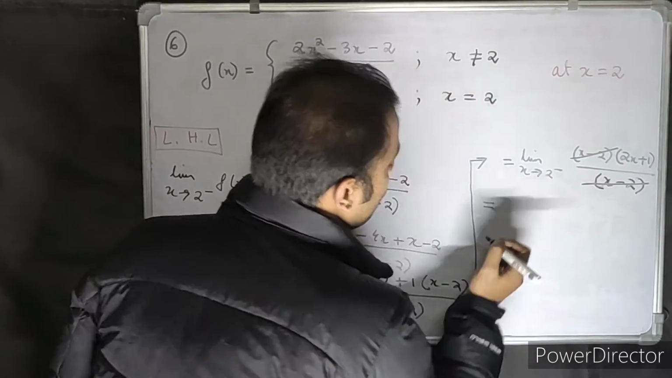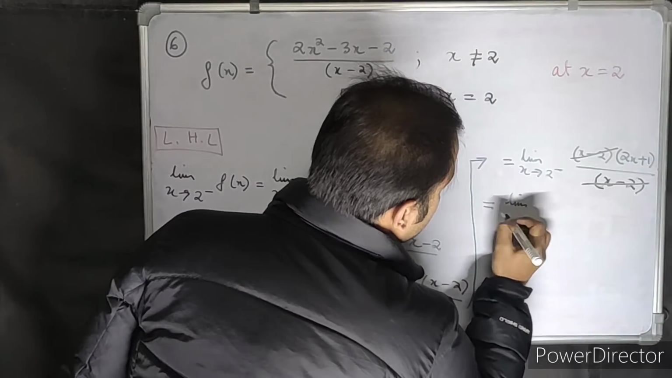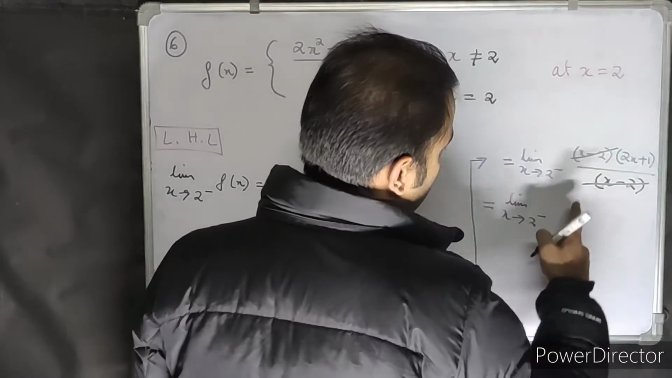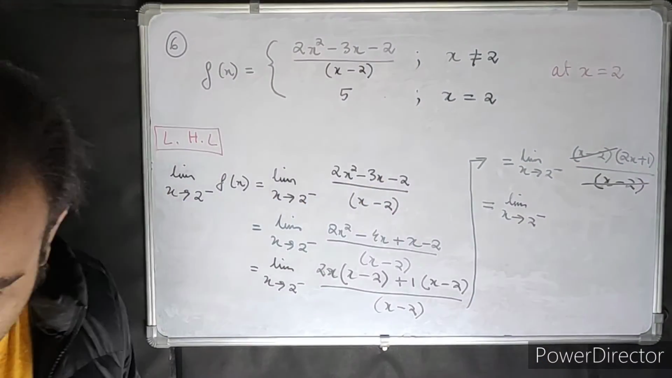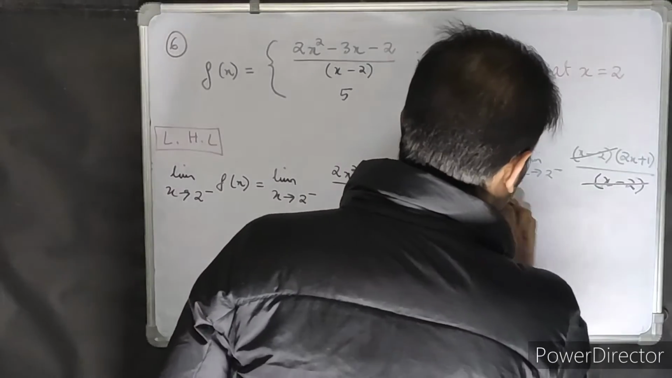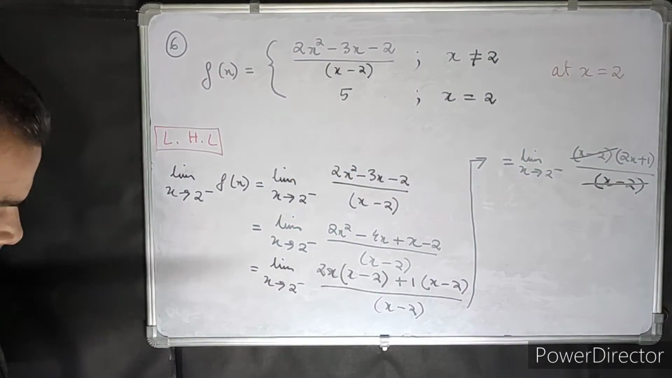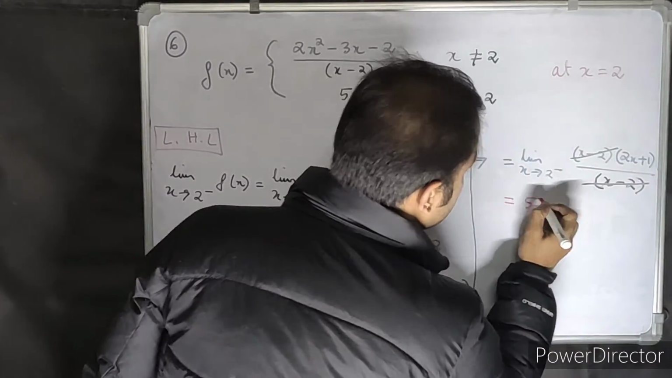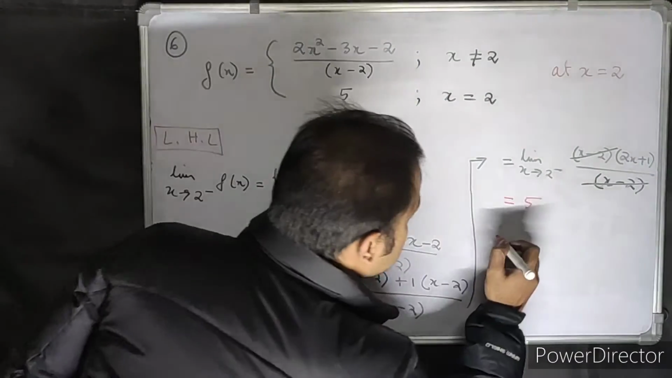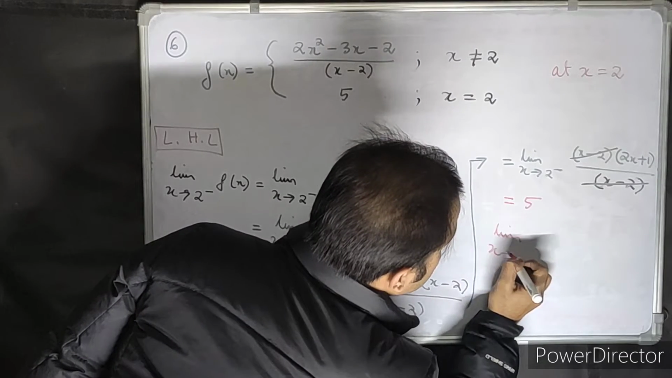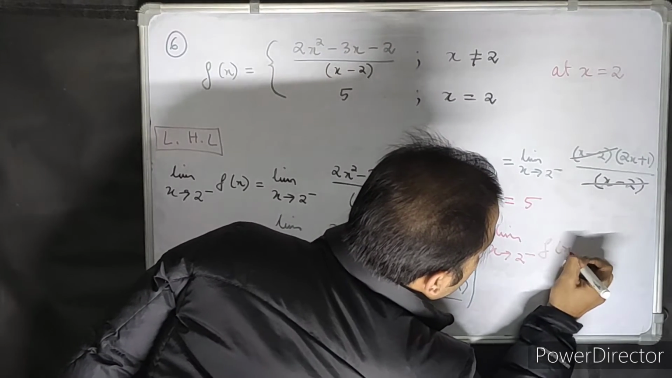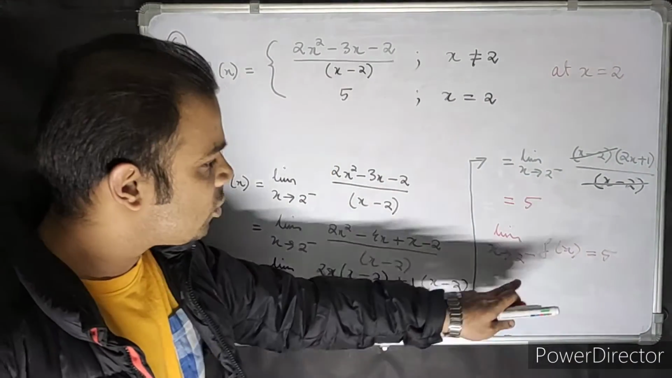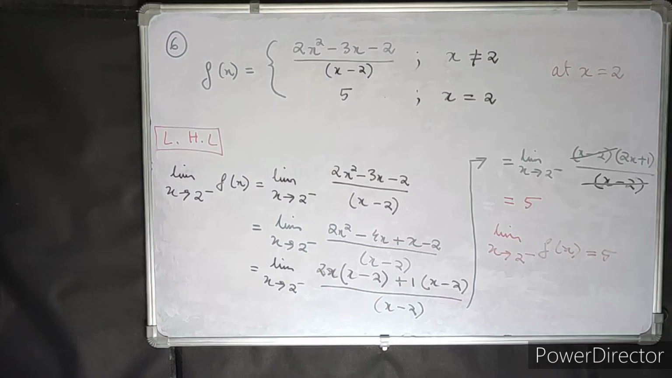So finally we are left with limit x tends to 2 negative, 2x plus 1. Now you can put the value. Actually you don't have to write one more step. Just put the value of 2 over here. So that's 2 2s are 4 plus 1. Answer is 5. So limit x tends to 2 negative, f of x is equal to 5.